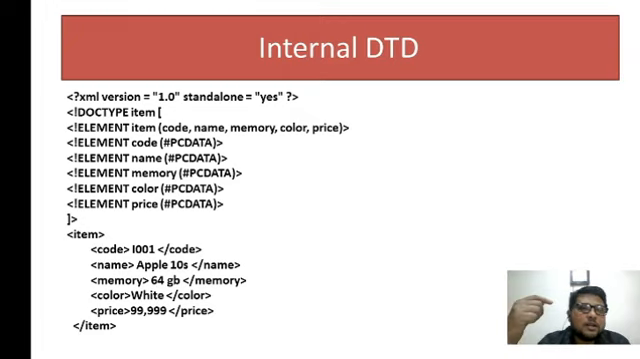There, the first element is item, that is my root element, and inside the root element are my code, name, memory, color and price. All the 5 child elements are described there. Then ELEMENT code, PCDATA. PCDATA stands for parsed character data, as I have written below.